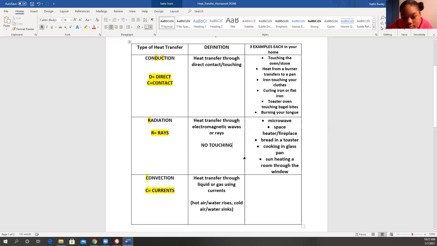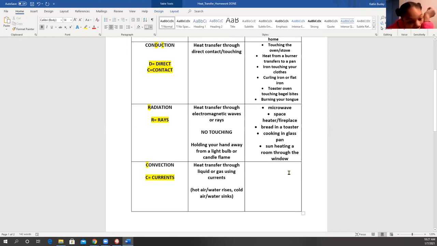I can't add it on here. I'll put it here real quick though. So holding your hand away from a light bulb or candle flame. So all of those would be examples. Just specify that you're not touching it. I would hope that you wouldn't touch it too, you know.